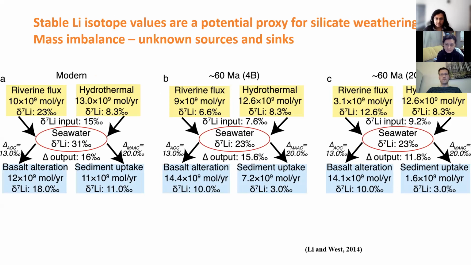Here, let's try all of these different things. But if you look at these inputs and outputs in this paper from Lee and West, you've got riverine and hydrothermal inputs. You don't have any SGD inputs, but lithium is hosted in silicate minerals. And this leads to a mass imbalance when you look at its stable isotopes. Seawater has a value of 31 per mil. Rivers have an input value of about 23 per mil. There's an 8 per mil difference there, and we don't know what the major sinks of lithium are.